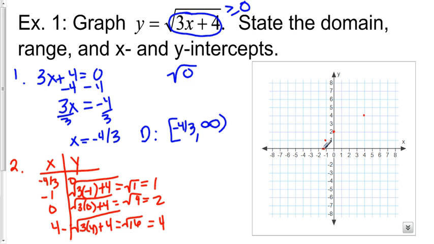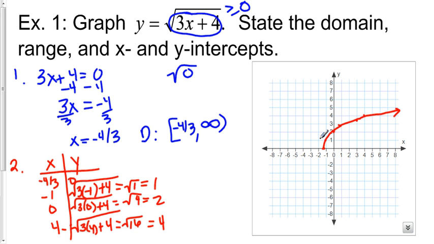And you could see the general shape of the square root function here. It's going to come up. Whoops. And then it's going to cross here at 4, 4. Pen's not working well. And it's going to keep increasing to the right. So there's the shape of the square root function. I've already got my domain listed here. We're from negative 4/3 to infinity.